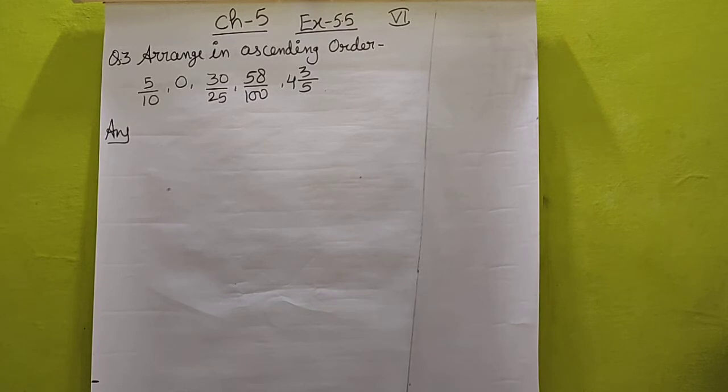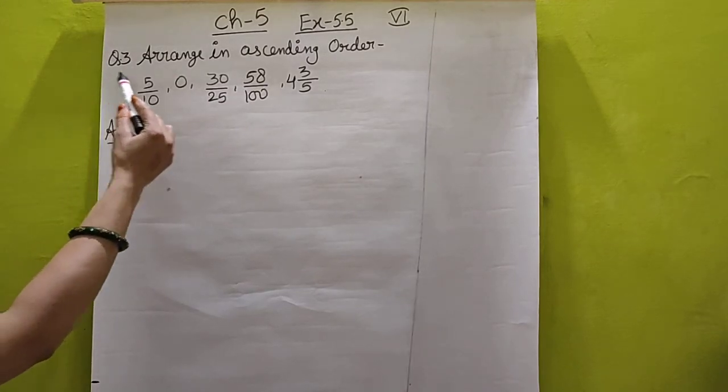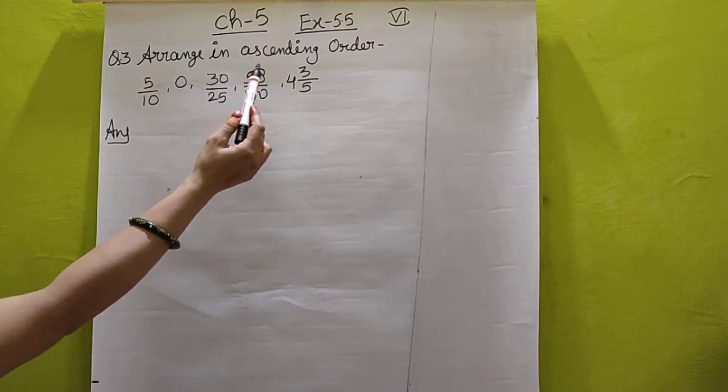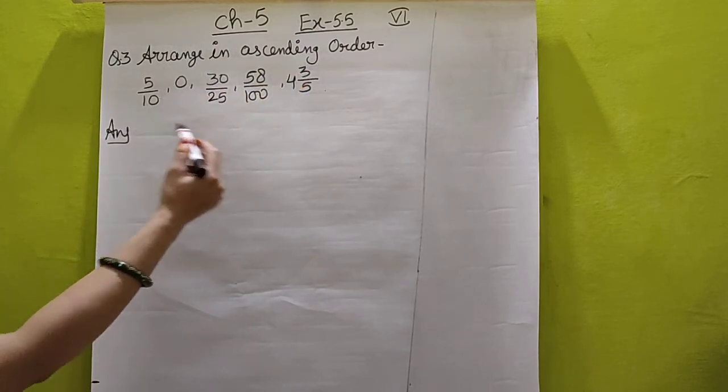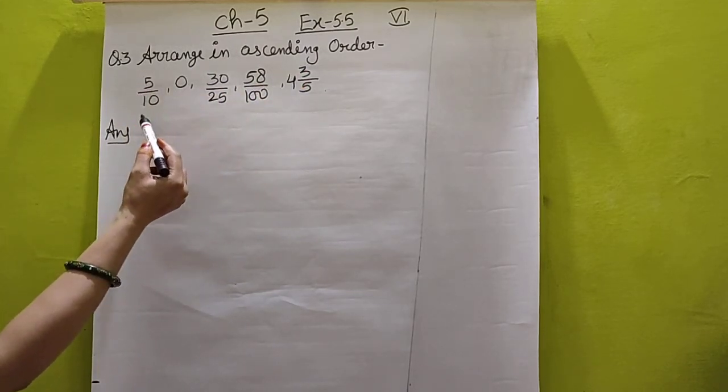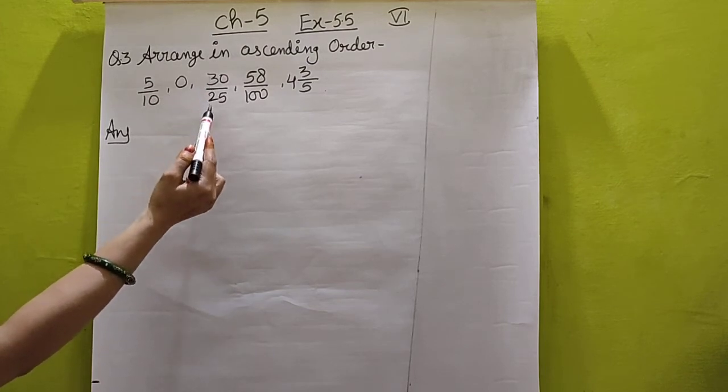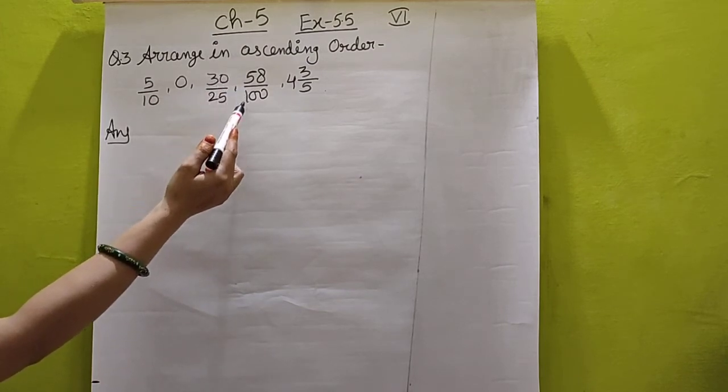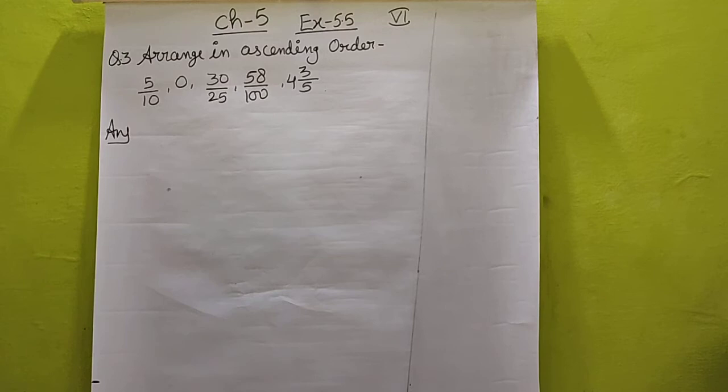As you know, students, we have done in our last class question 1, 2 of exercise 5.5. There we did comparison of given fractions. Today, students, will start with question number 3. Question number 3 is arranged in ascending order. And the fractions given are 5 upon 10, 0, 30 upon 25, 58 upon 100, 4, 3 upon 5.